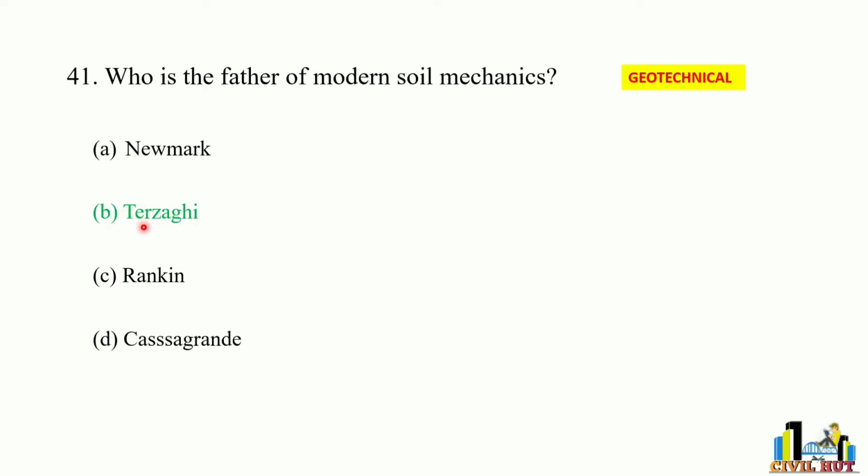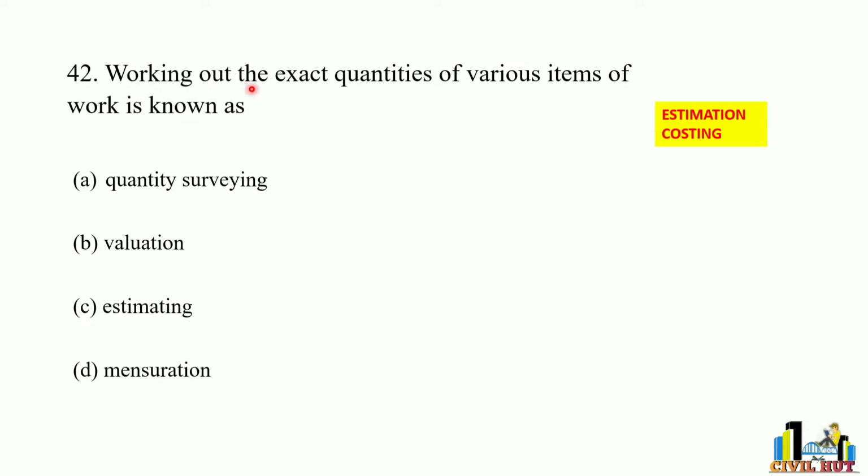Next question, the 42nd question: working out the exact quantity of various items of work is known as. This question is from estimation and costing. A. Quantity surveying, B. Valuation, C. Estimating, D. Mensuration. Our answer is A, quantity surveying. The question itself contains quantities, so quantity surveying.